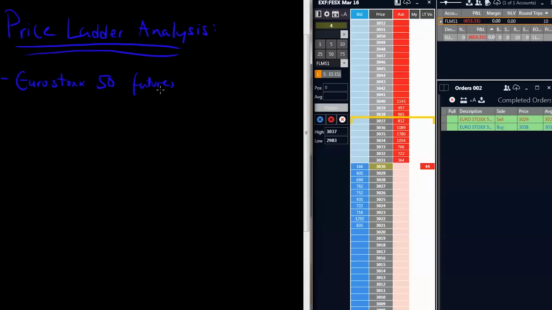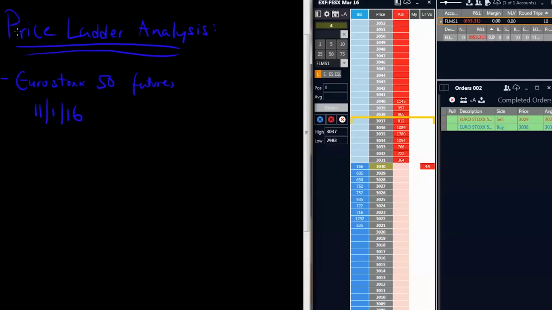So to get started, to give you a little bit of context of how this market was opening up, we're going to be going through a setup that took place on Monday, the 11th of January. So we're looking at the 11th of January 2016, a very recent setup in the market.